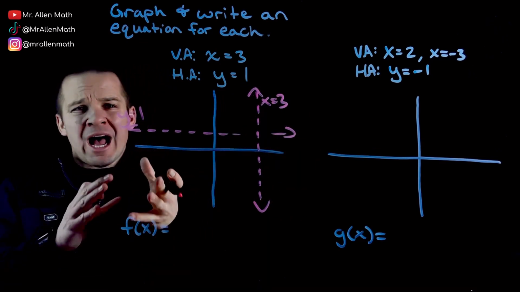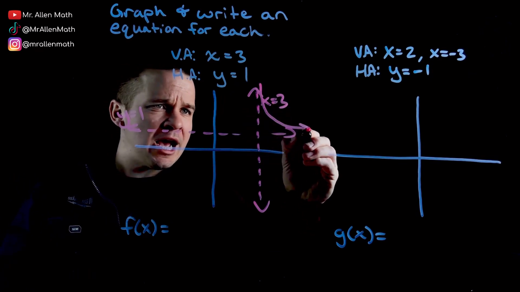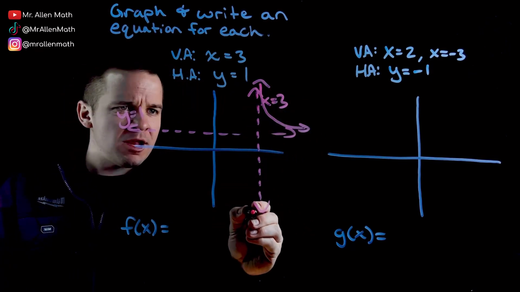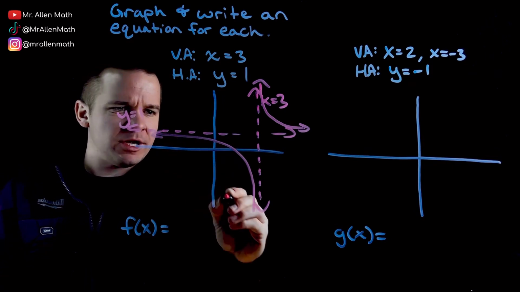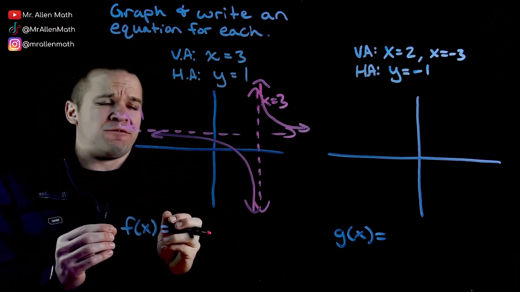All right, now I can go ahead and plot my rational here. I'm just going to go up here and cruise on down. That's pretty dope looking there, right? And then I'll do the other one. I'll go in this spot right over here, right? Very basics of rationals. Now I got to write an equation for this thing.